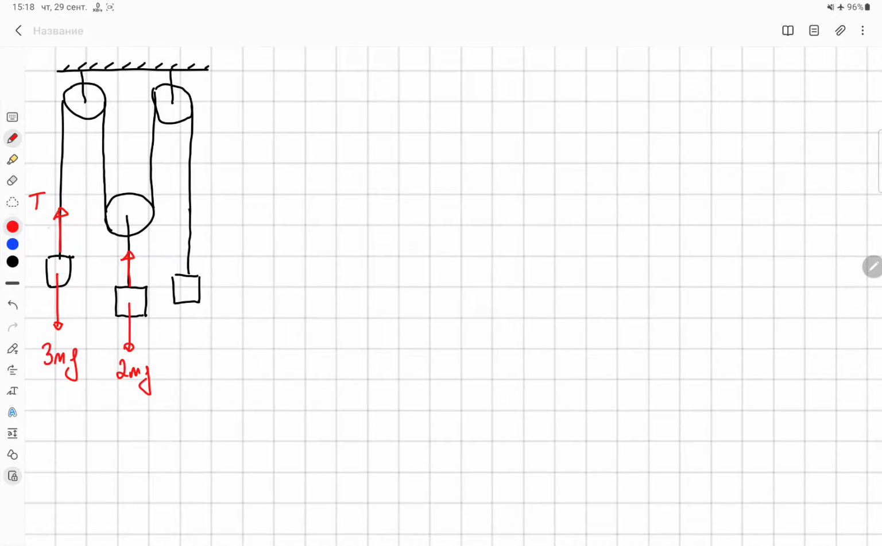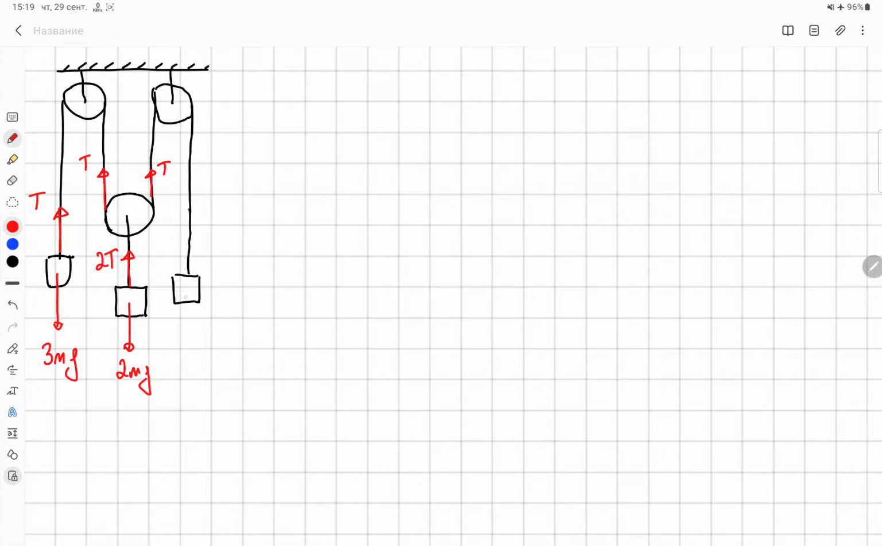Let me explain it. Here we have a T, so here basically we have a T and tension also here. So here it should be 2T. Why? Because this movable pulley is massless, no mass. So according to Newton's second law, the total force acting on this movable pulley should be equal to ma, mass equal to 0, 0 times any acceleration equals 0. So the total force should be equal to 0.